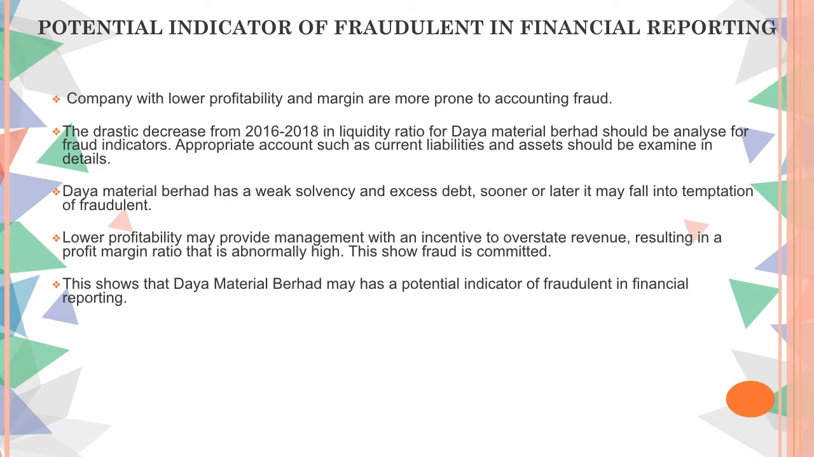Companies with lower profitability and margin are more prone to accounting fraud. The drastic decrease from 2016 to 2018 in the liquidity ratio for Daya Material Berhad should be analysed as a fraud indicator. Appropriate accounts such as current liabilities and assets should be examined in detail. Daya Material Berhad has weak solvency and excess debt. Sooner or later, it may fall into the temptation of fraud. Lower profitability may provide management with an incentive to overstate revenue, resulting in an abnormally high profit margin ratio. This shows fraud is committed.